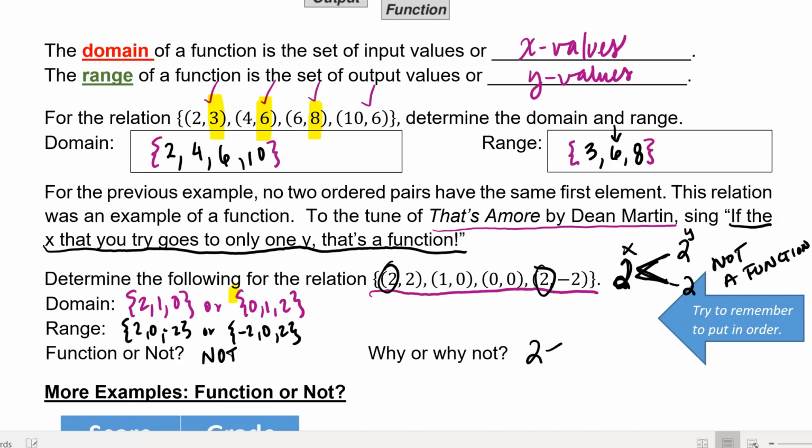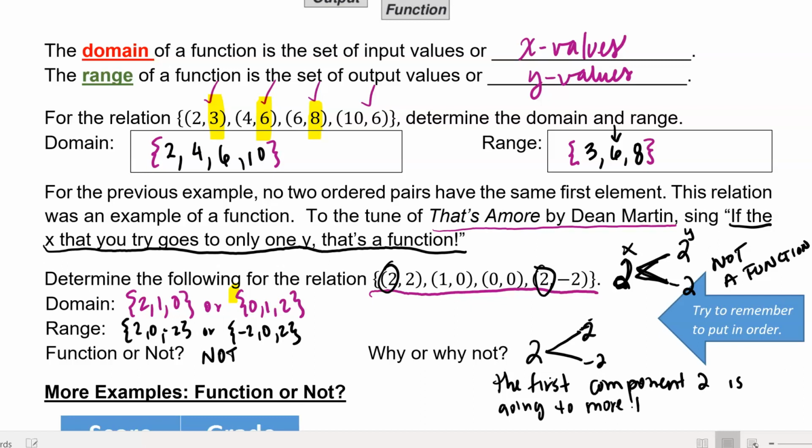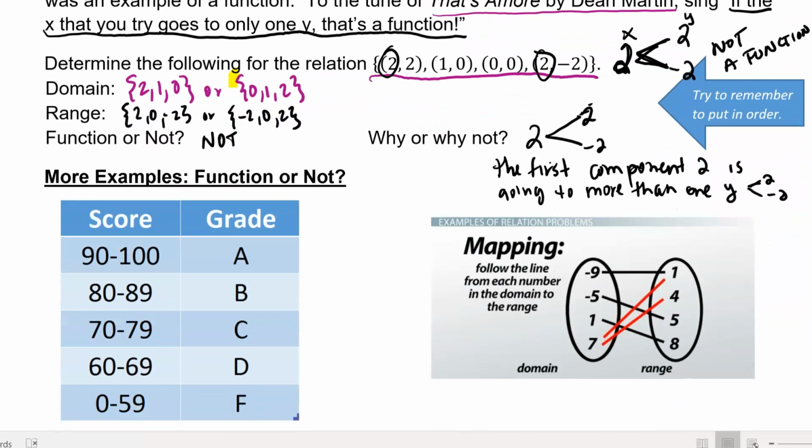Why not? Again, 2, the first component or element, is going to more than one y: 2 and -2. Alright, moving on to some more examples.